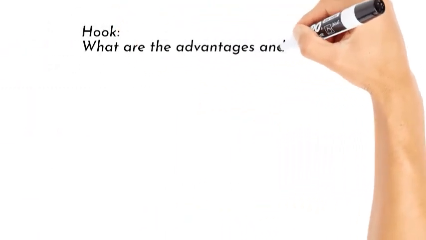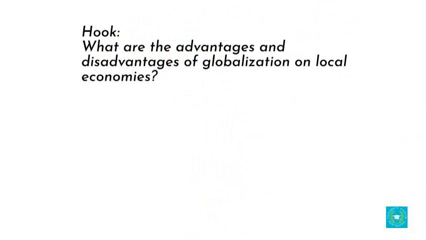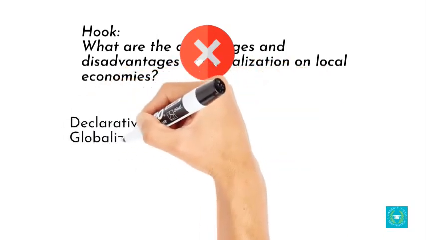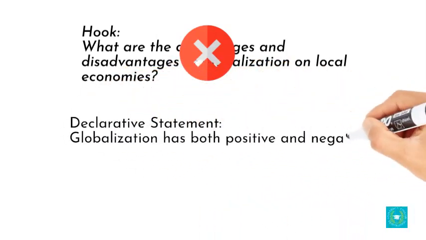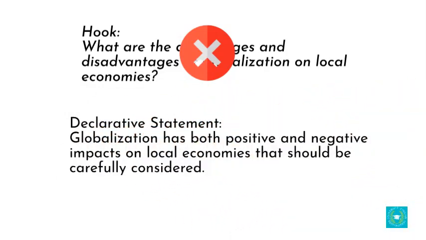Let's try another one. Hook style might be, what are the advantages and disadvantages of globalization on local economies? A declarative statement style would be something like, globalization has both positive and negative impacts on local economies that should be carefully considered.